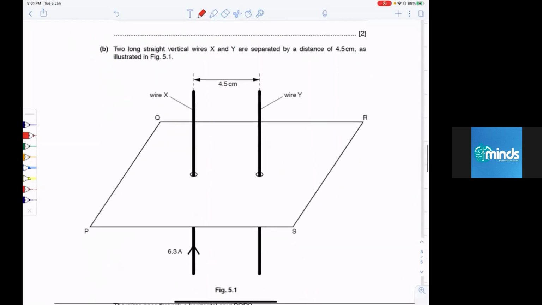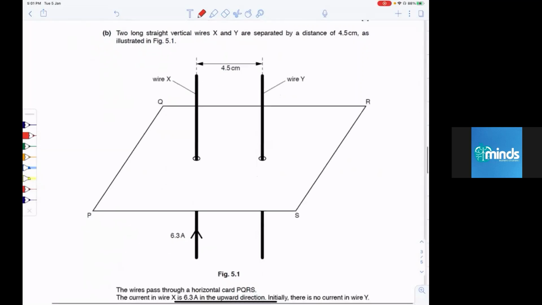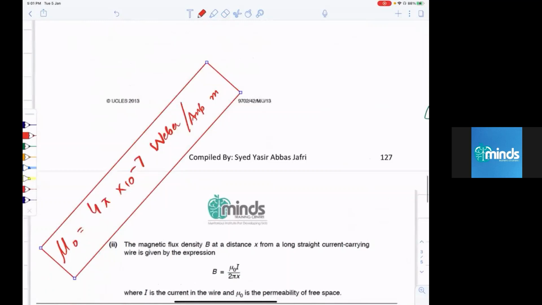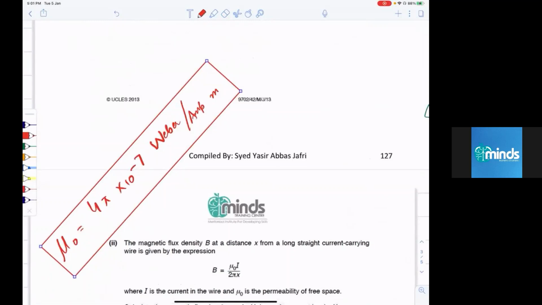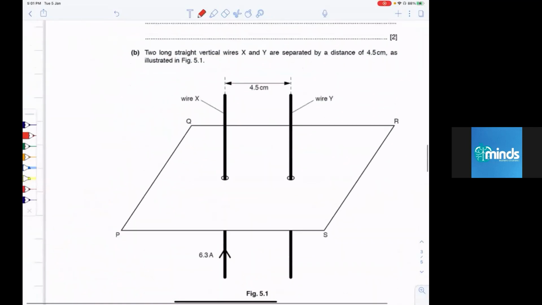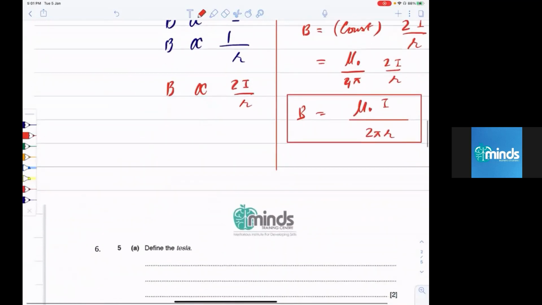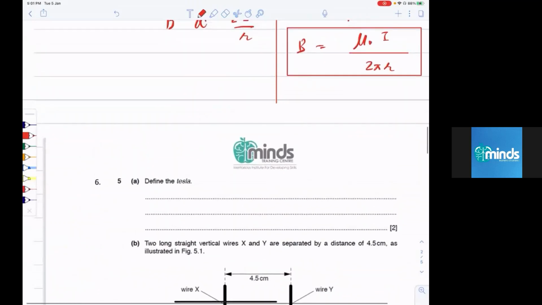The question says two long straight vertical wires X and Y are separated by a distance of 4.5 centimeter as illustrated in figure 5.1. But by the way, before I explain anything, I don't know whether you got this value of mu naught, 4 pi times 10 to the minus 7. What is this mu naught? Remember when we were discussing Coulomb's law, I did use epsilon naught. Remember this? Epsilon naught was the permittivity of free space.